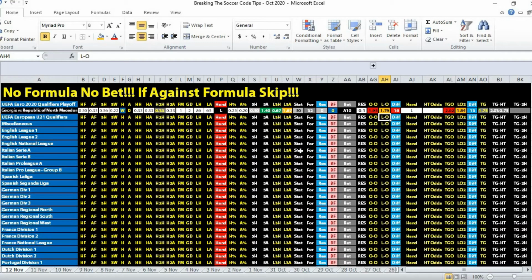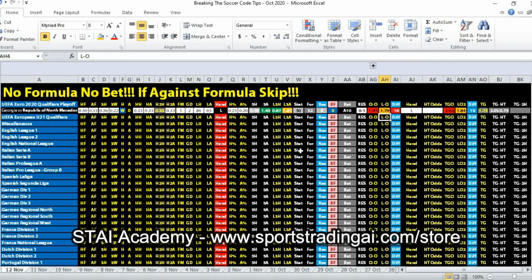So first half it was 0-0, and second half this North Macedonia scored a winner, so they did not disappoint, and we won our bet, our banker bet opportunity.